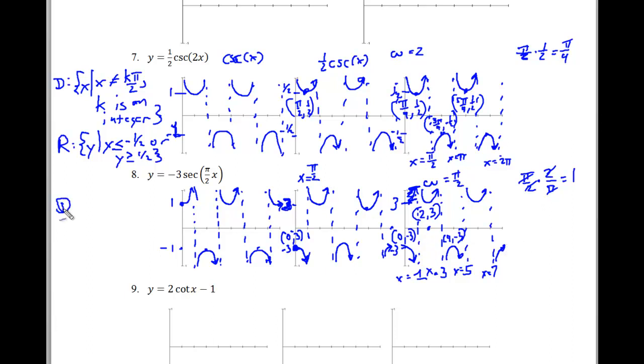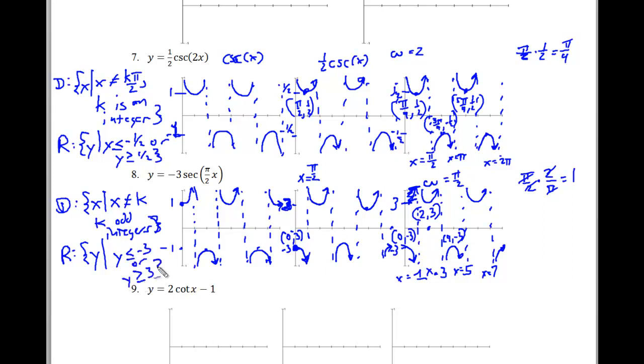So what about my domain and range? Well, my domain, x can be anything except x cannot be any k where k is an odd integer. What's kind of neat about that, you see it's 1, 3, 5, 7. So x cannot be an odd integer. You can also write it without the k there if you need to: x is not an odd integer. And for my range, again, not making a mistake, we are looking at the gap between 3 and negative 3. So y is going to be less than or equal to negative 3, or y is going to be greater than or equal to 3.